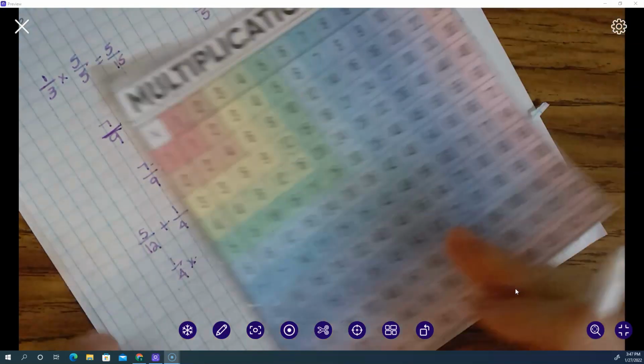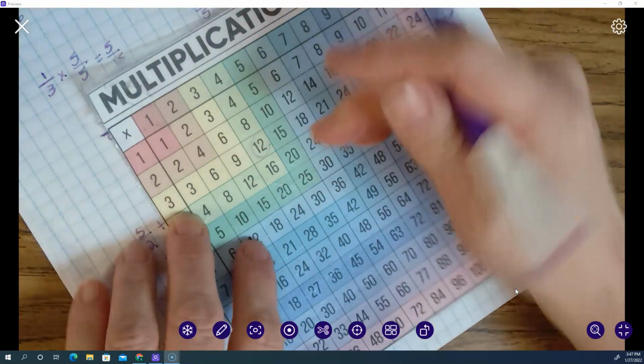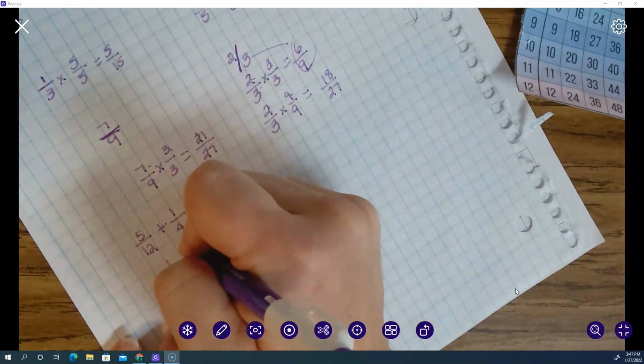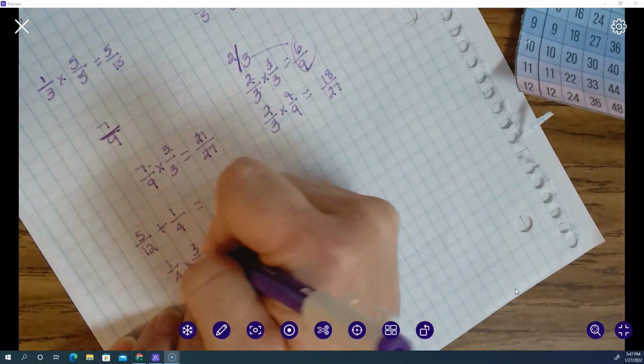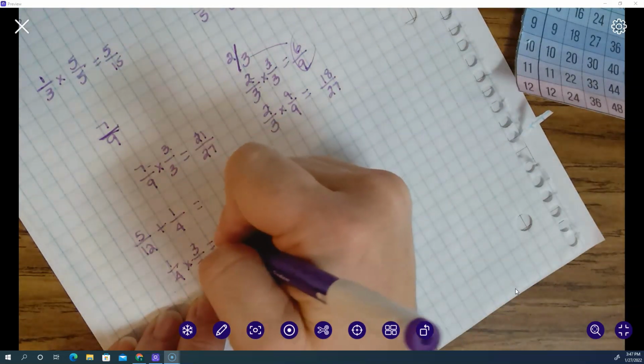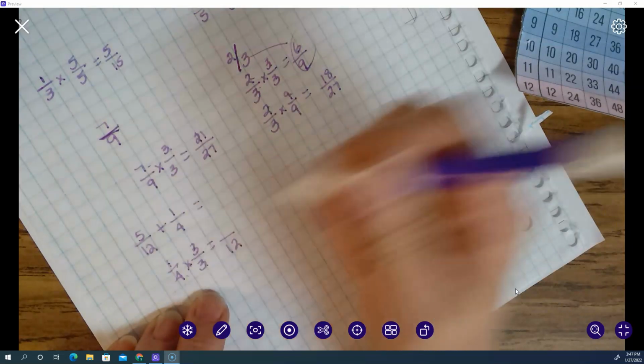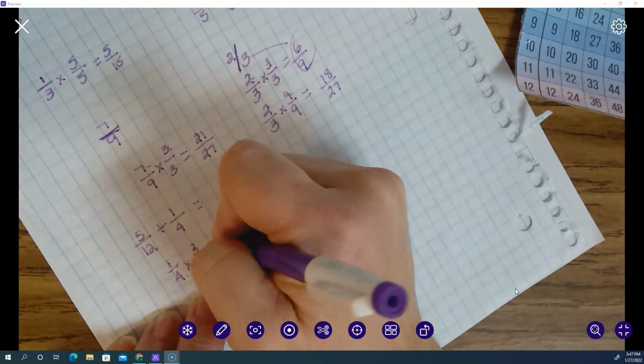Now what did I have to multiply 4 by to get 12? There's 1, 2, 3. So 4 times 3. So it's multiplying times 3. Remember, whatever I do on bottom, I have to do on top. So 4 times 3 is 12. 3 times 1 is, ooh, that's easy, 3.